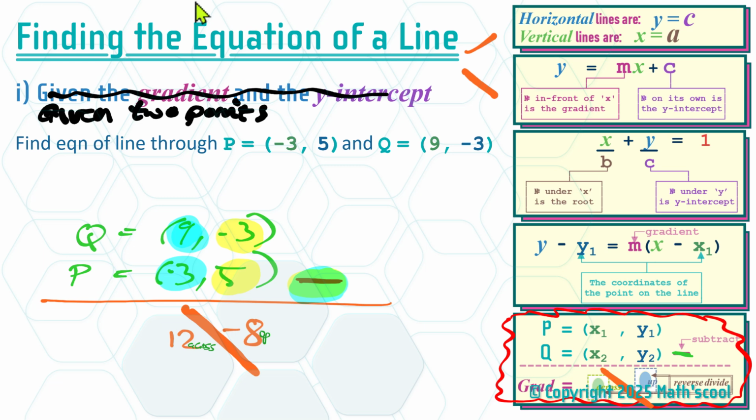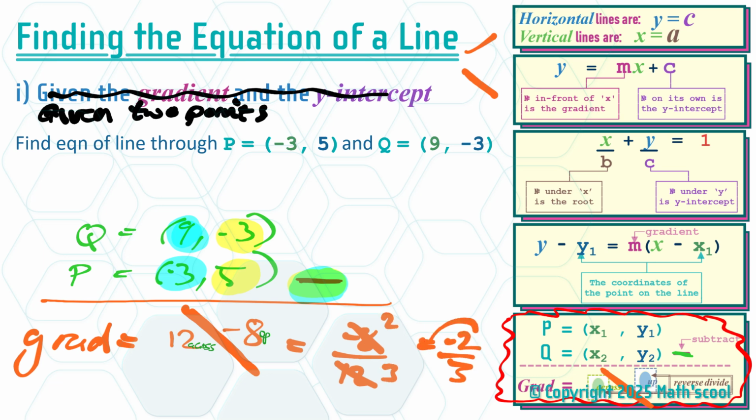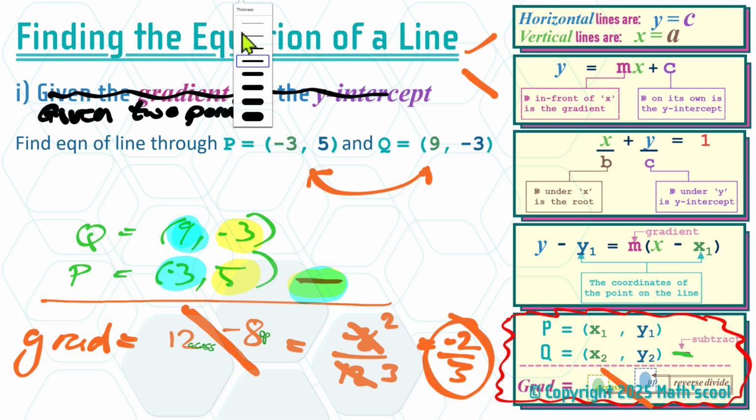And we're going to say that's equal to the gradient, which is minus 8 over 12, which cancels down to 2 and 3. So it's minus 2 over 3. So now I know that the gradient connecting them is minus 2 over 3.